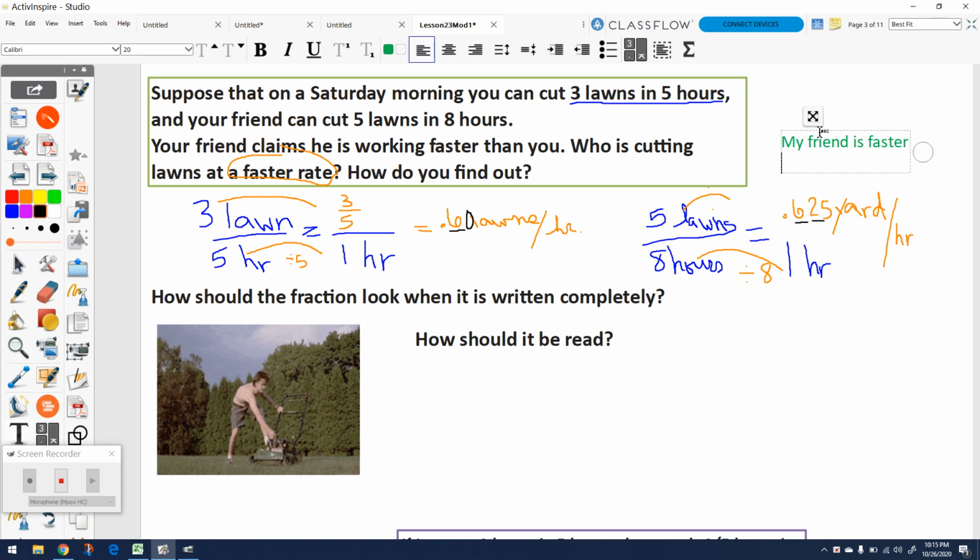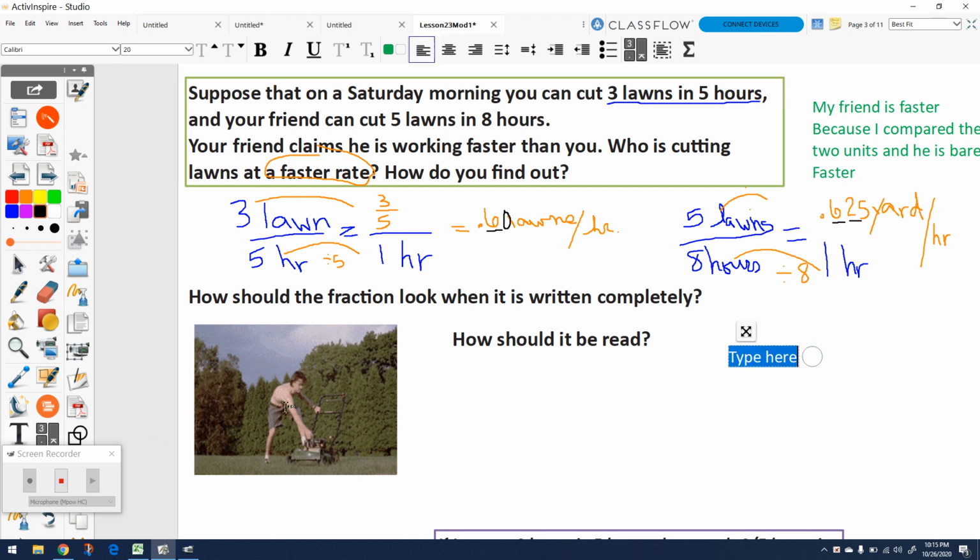My friend is faster. How did you find out? Because I compared the two unit rates, and he is barely faster.